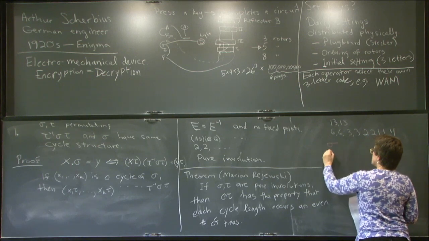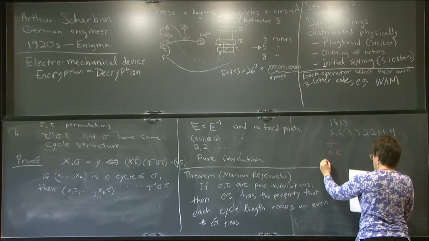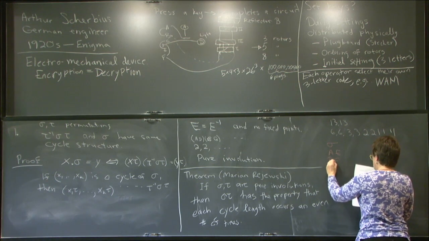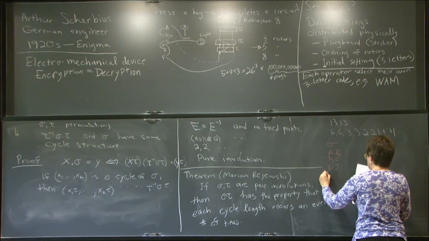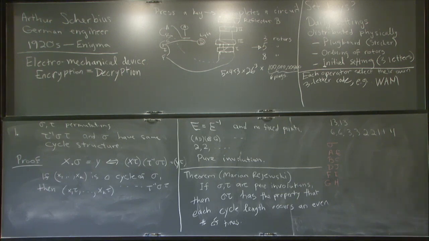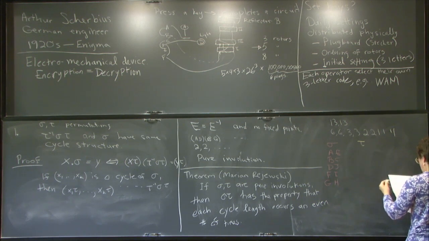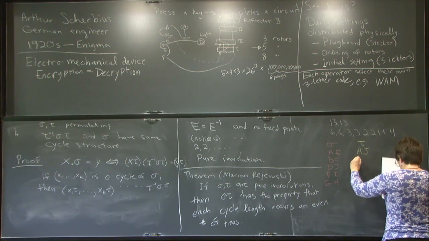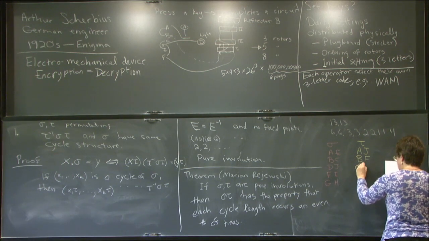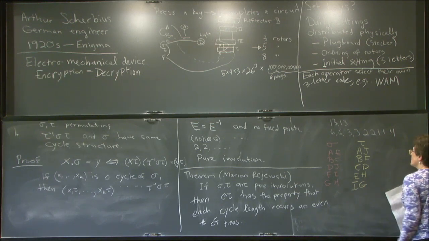I'm going to do sigma in red, and let's say sigma takes A to E, B to C, D to J, F to I, and G to H. And that's enough for the chalkboard. Won't go down to Z. And now let's say that tau takes A to J, B to F, C to D, E to H, I to G. Okay? So now let's look at sigma tau.